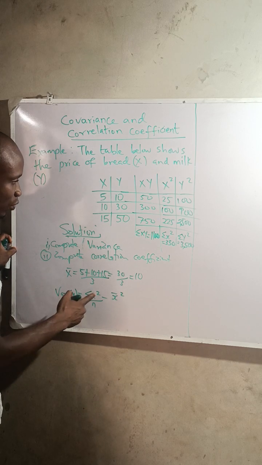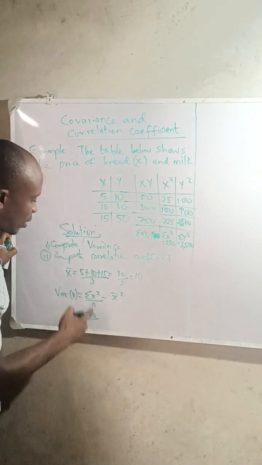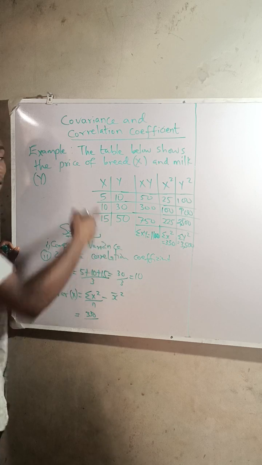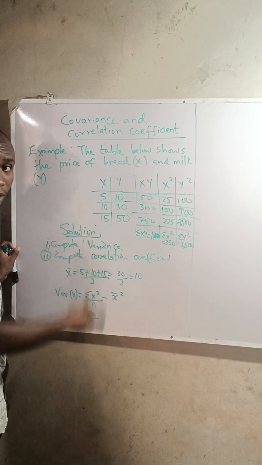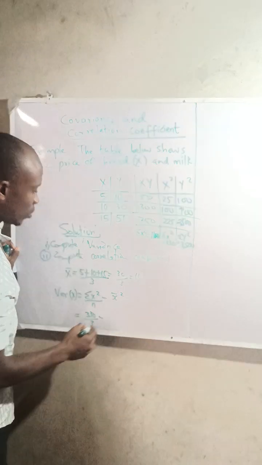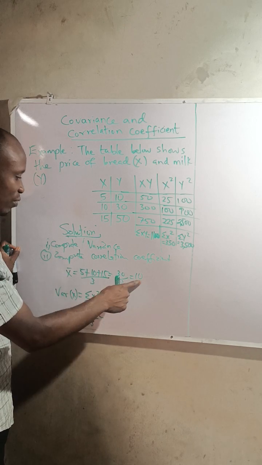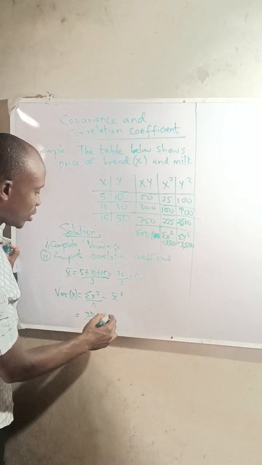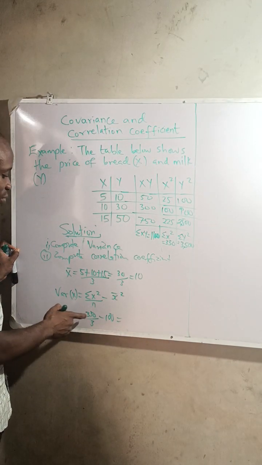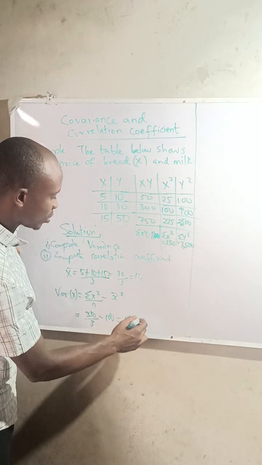We are ready. Summation of x squared is 350 divided by the number of observations, 1, 2, 3. So you count, this is 1, 2, 3. So we have 3 minus x bar, which is the mean of x. We have 10. So 10 squared is 100. And then we do this. When you divide this, you are going to have 16.67.